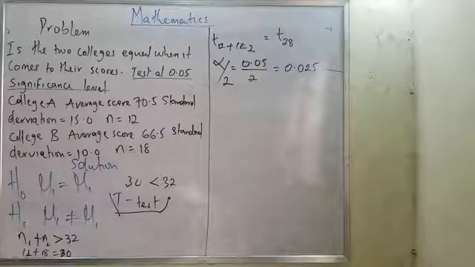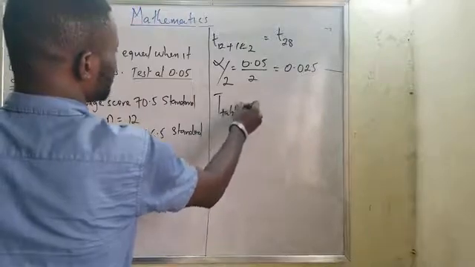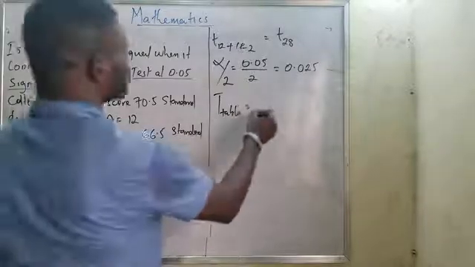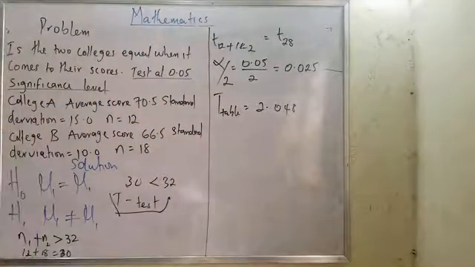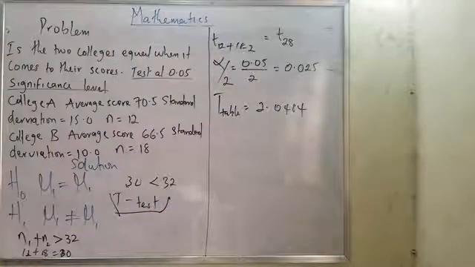Now, my t table value will be equal to 2.0484. That is what I will get on my t table.